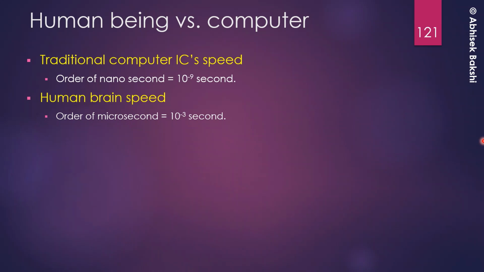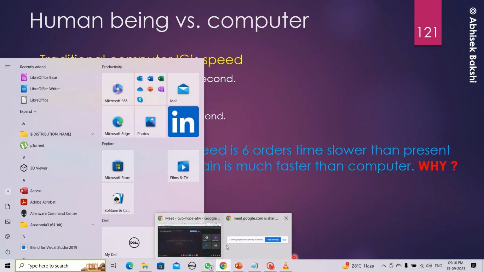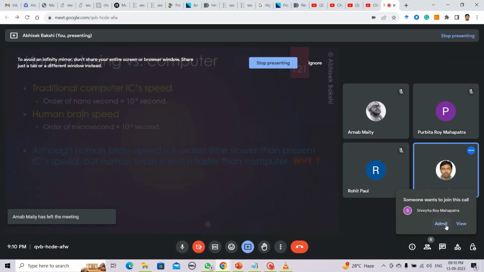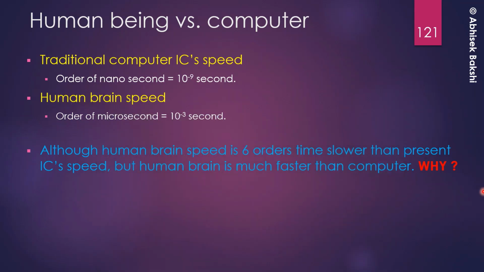But still, the human brain is much faster for solving that type of issue compared to a computer, right? So what we have observed is that although the human brain speed is 6 orders of magnitude slower than present IC speed, the human brain is much faster than the computer. Now the question is, why?